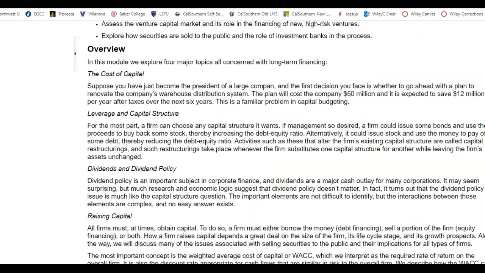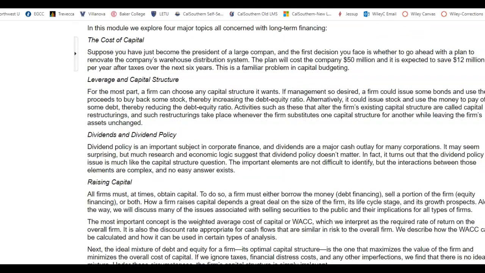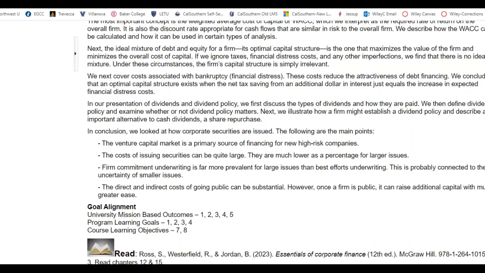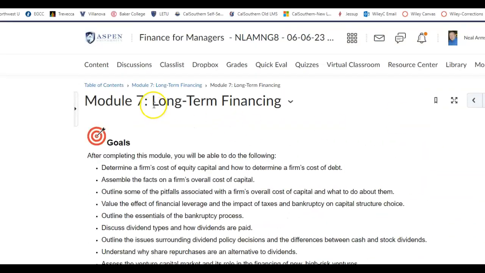So we're going to look at cost of capital, leveraging capital structures, dividends, dividend policy, and raising capital. For this week, we're going to be looking at chapters 12 and 15 of our textbook. And let's look at our assignments real quick as well.